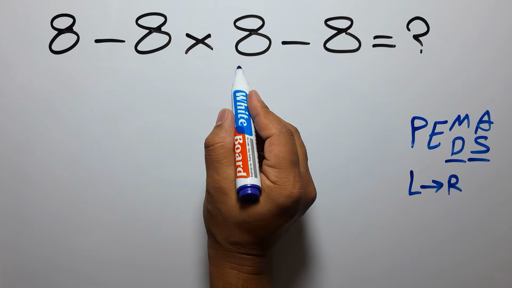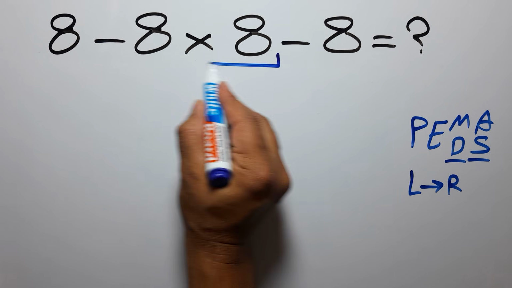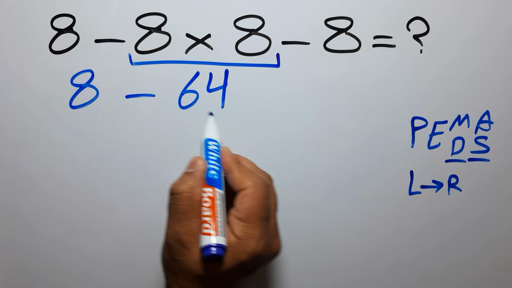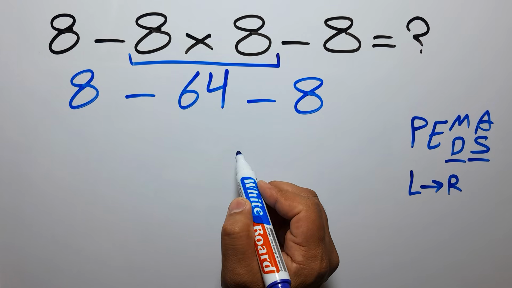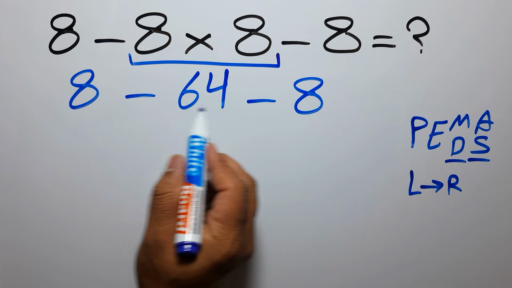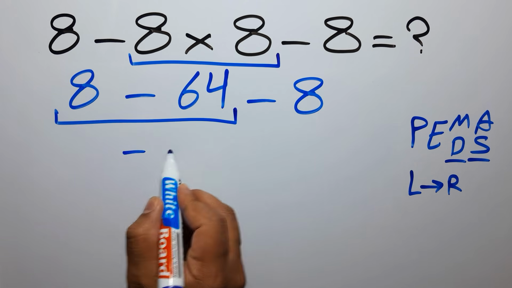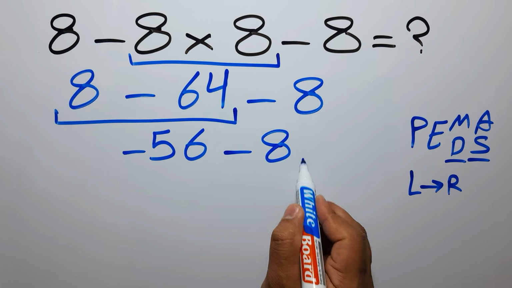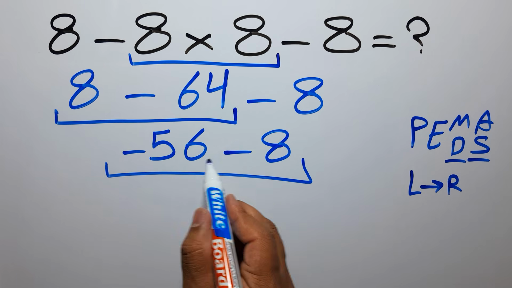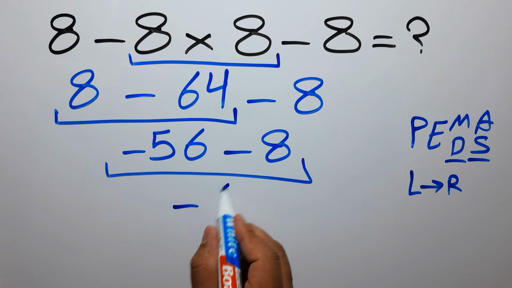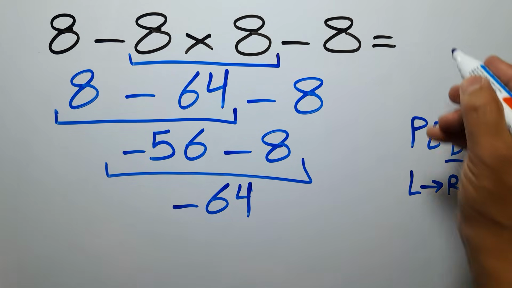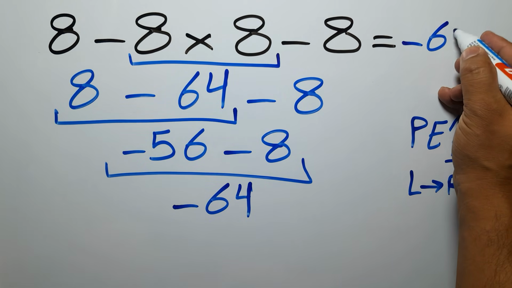So first we have to do this multiplication. 8 times 8 gives us 64. So we have 8 minus 64 minus 8. Now we have to do this subtraction. 8 minus 64 gives us negative 56. Then minus 8. Okay? Negative 56 minus 8 gives us negative 64. And this is our final answer to this problem. The correct answer is negative 64.